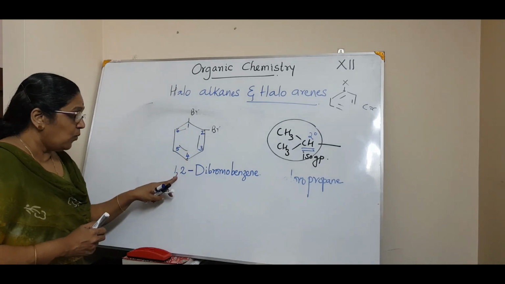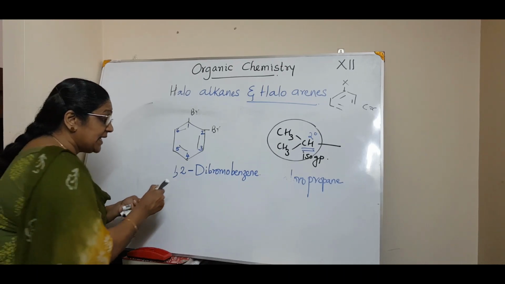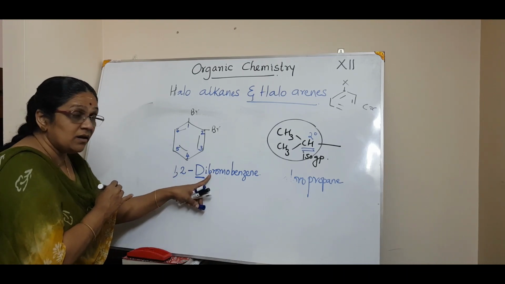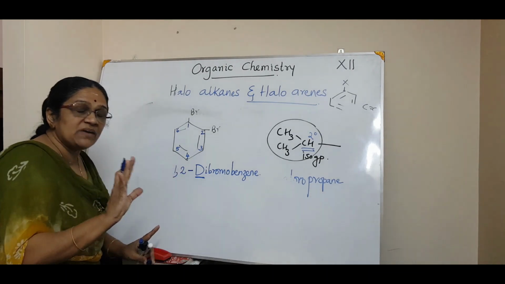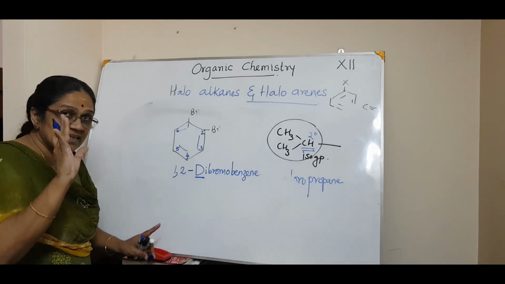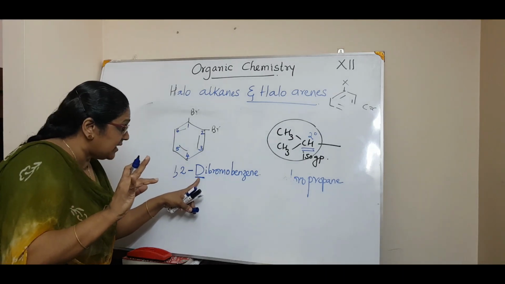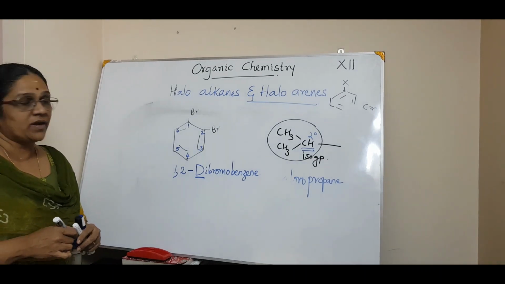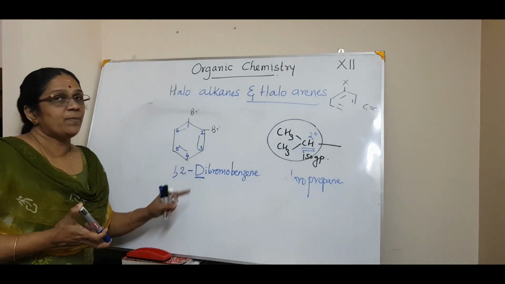So if it is in the 1, 2 position, you will say 1, 2, then a hyphen, then di, and there is no space in between. They will cut your marks. So listen carefully. There must be a hyphen, then dibromobenzene. Clear? Okay. Now how will you say the common name for this compound?